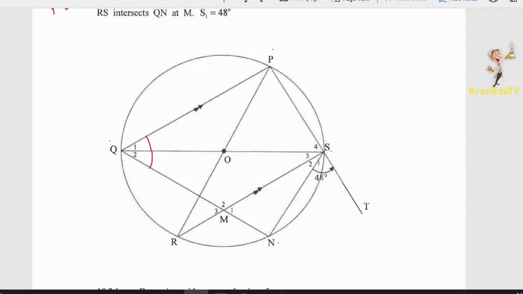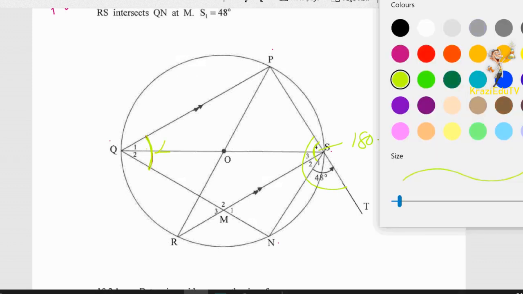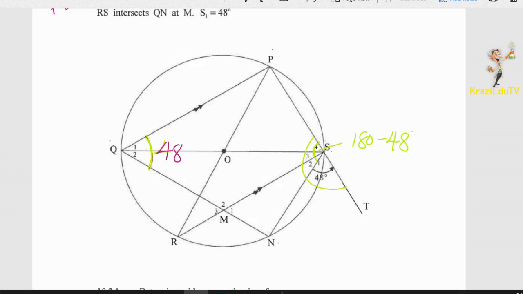In case you don't see that, I'm going to use something here. Look at this. It's a straight line. What does that tell you? It means this angle here is 180 minus 48, right? And since we know that angle Q and angle S are supplementary because of the cyclic quadrilateral, 180, this is going to be 180 minus the whole of that. Automatically, this gives us what? 48. That makes this 48.